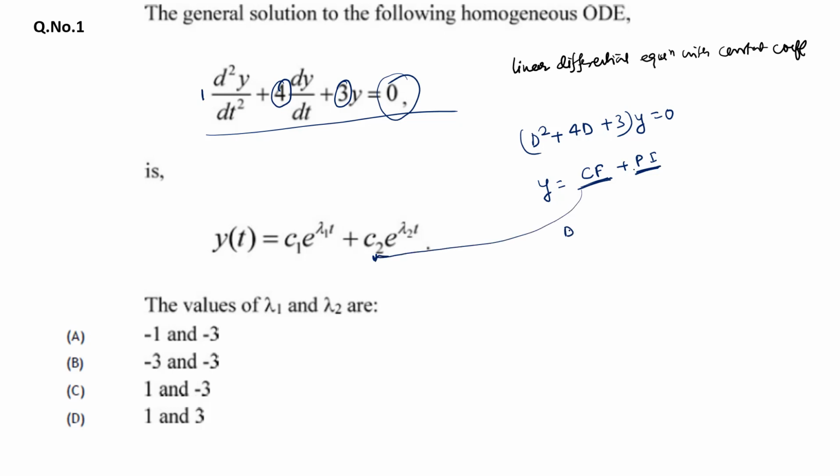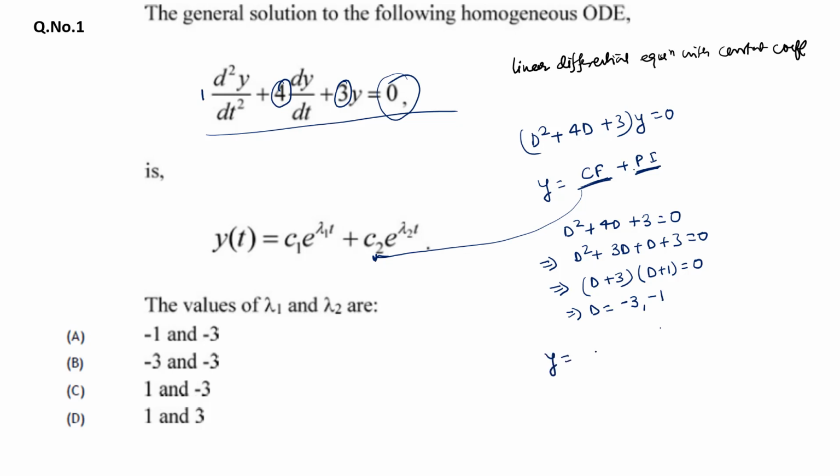So to do this we equate this with 0, and once we equate this, we can write it as (D + 3)(D + 1). So this implies D = -3, -1. So there are two roots, right? And these two are real and these two are unequal. So when it happens, the formula goes like this, right?